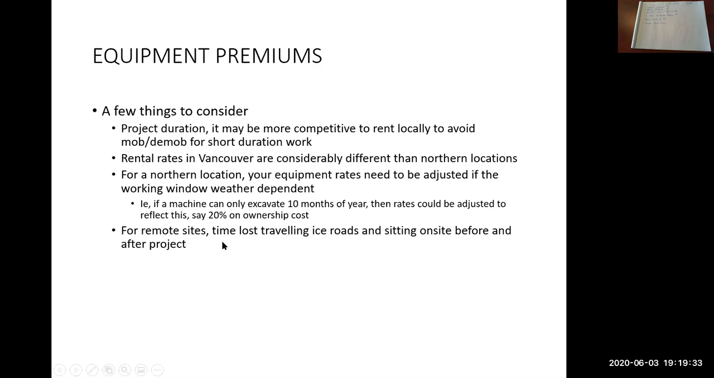So for remote sites, consider time lost traveling ice roads and sitting on site before and after the project. If you're bringing equipment in from out of town, you may not be able to travel the off-road access route during certain times of the year or even certain times of the day.